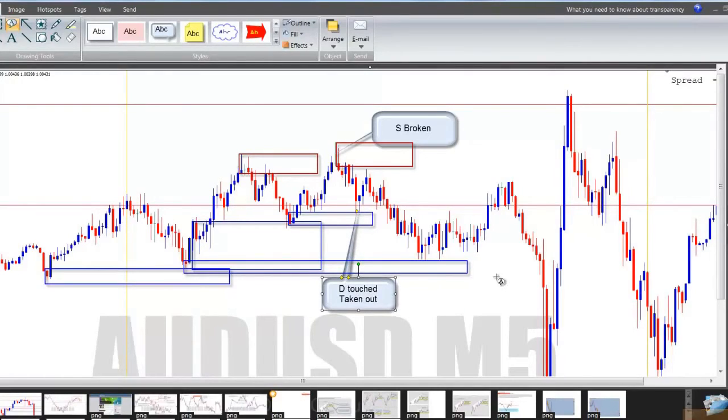And we have supply here. Decision to go down, touched. That supply is taken out. And then we have a flag here. The flag broke up through this compression here. Hit this supply zone here.